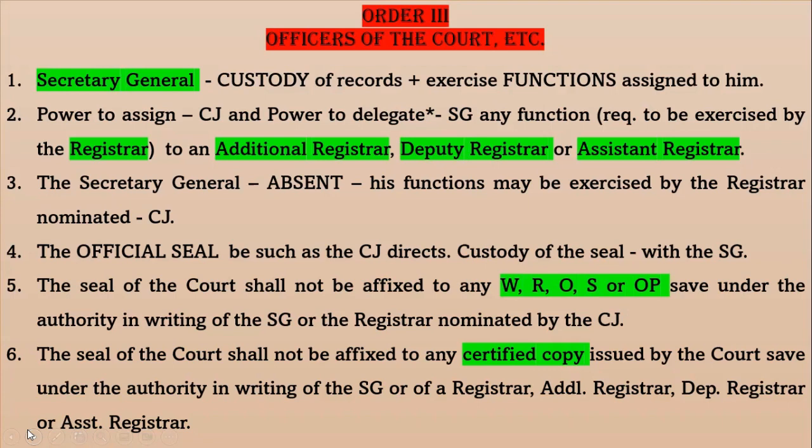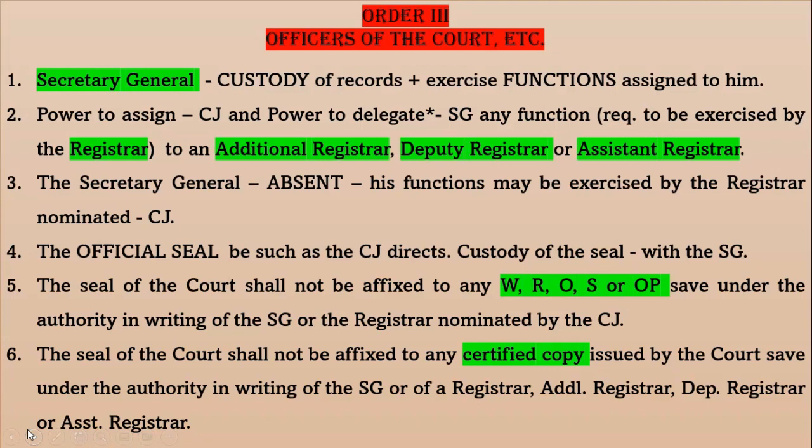So Rule 2 is basically power rule. It gives power to the Chief Justice to assign the functions of the registrar to these 3 registrars. These are additional registrars, deputy registrar and assistant registrar. Likewise, Rule 2 gives power to the Secretary General. He can delegate powers of the registrar to the additional registrar, deputy registrar and or assistant registrar. But this power to delegate is subject to approval of the Chief Justice. This power to delegate is not absolute. You will have to take a previous permission, previous approval of the Chief Justice.